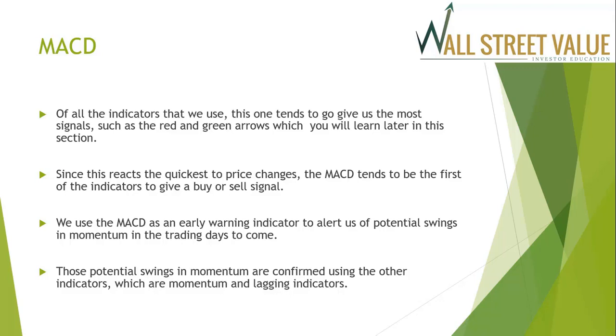Since this reacts the quickest to price changes, the MACD tends to be the first of the indicators to give us a buy or sell signal. We use the MACD as an early warning indicator to alert us of potential swings in momentum in the trading days to come. Those potential swings in momentum are confirmed using the other indicators, which are momentum and lagging indicators.